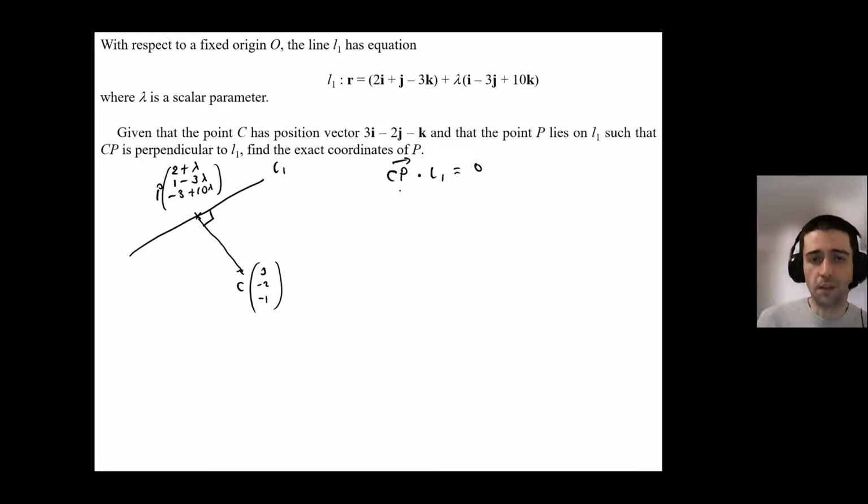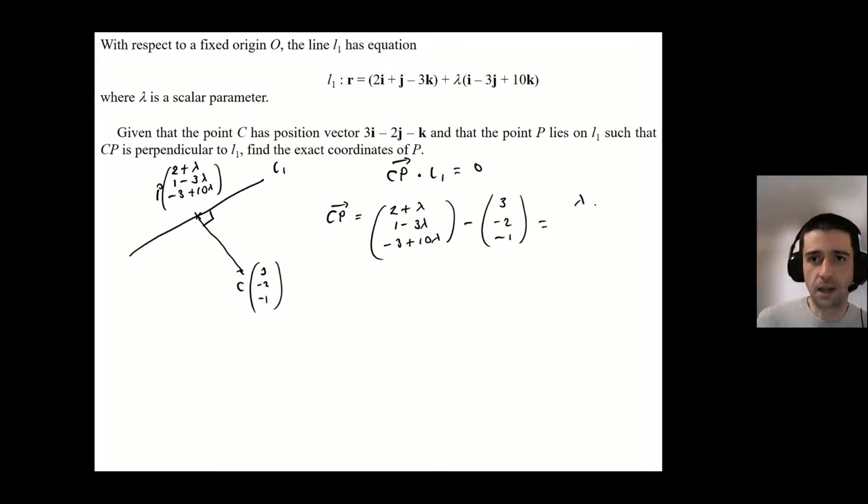In the previous one, the vector we were trying to find was relative to the origin O, so we could just use the position vector. Now we actually need a vector C to P, so I'm just going to deal with this here. To get the vector C to P, we need to do P minus C, so (2 plus lambda, 1 minus 3 lambda, negative 3 plus 10 lambda), and we subtract from that the vector C, which is (3, -2, -1).